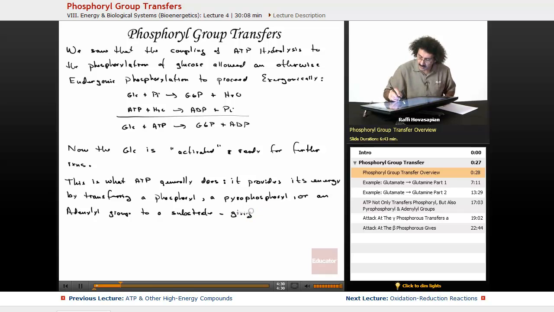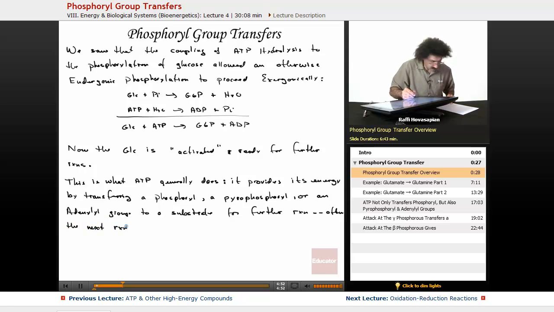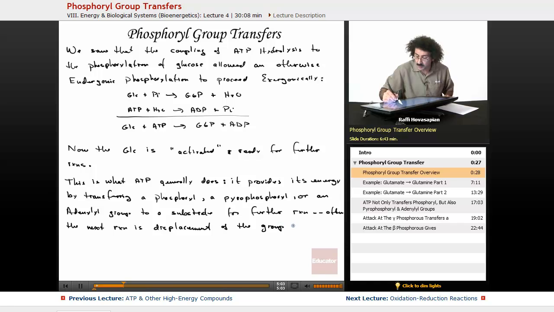You know what, I'll talk about the raising of the energy a little bit later. So a pyrophosphoryl or an adenylyl group to a substrate for further reaction. And often the next reaction is displacement of the group that was transferred.